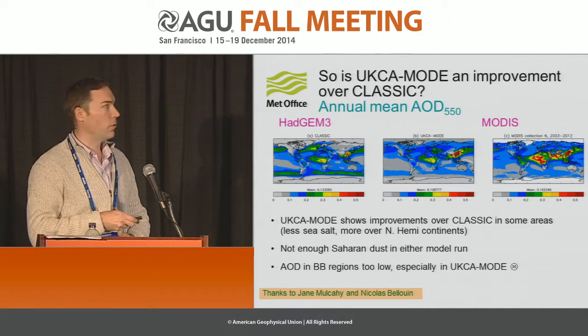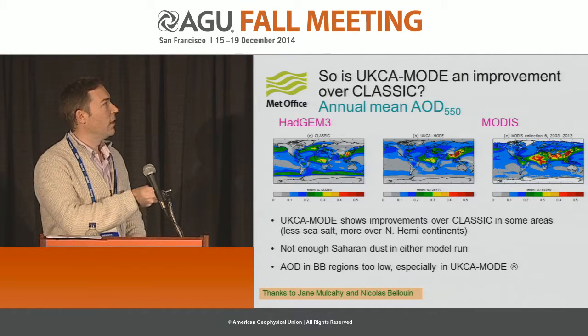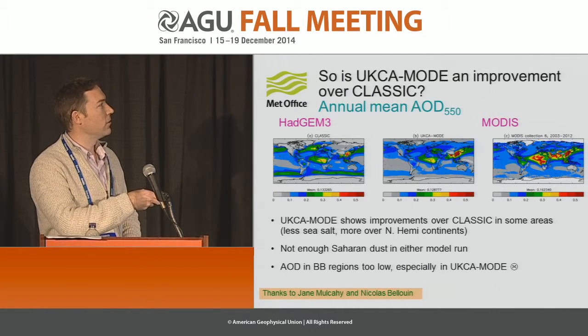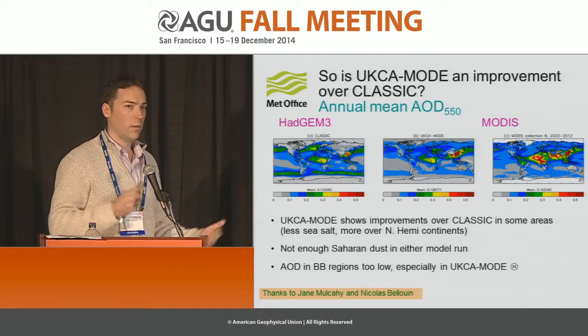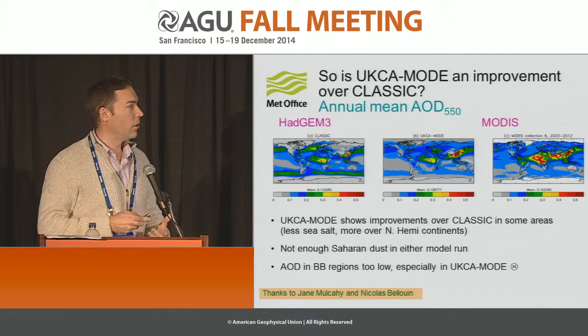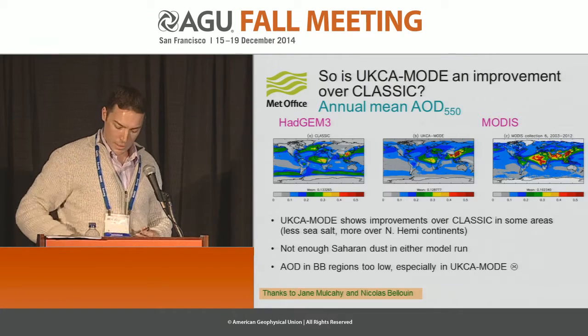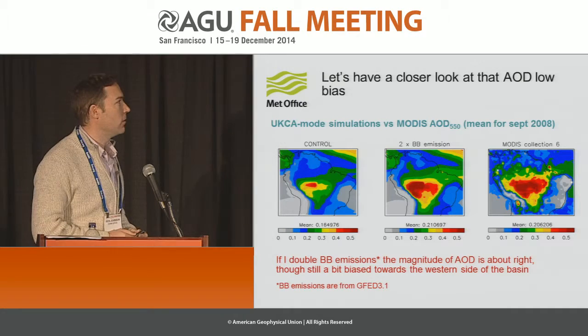But unfortunately in the tropics you can see in neither scheme did we have quite enough dust, for example, compared to MODIS. And unfortunately for me, if you look at the biomass burning regions, such as South America, we have now a drop in the AOD over that region that doesn't really agree very well with the observations. So that's a bit of a shame. So in this talk I'm going to look at perhaps why that would be, and why we have to actually tune up the biomass burning aerosol to get the right answer.